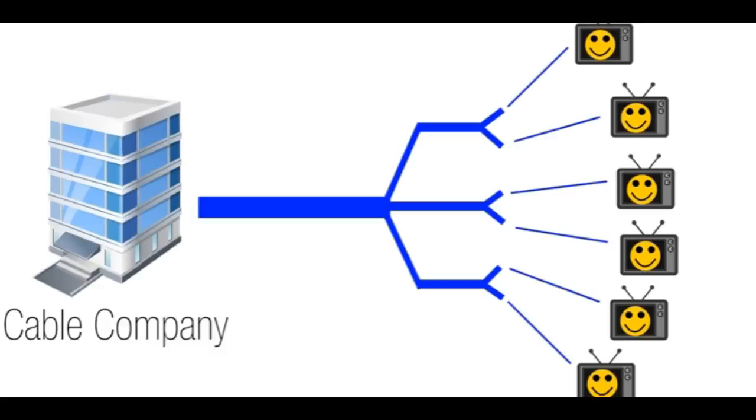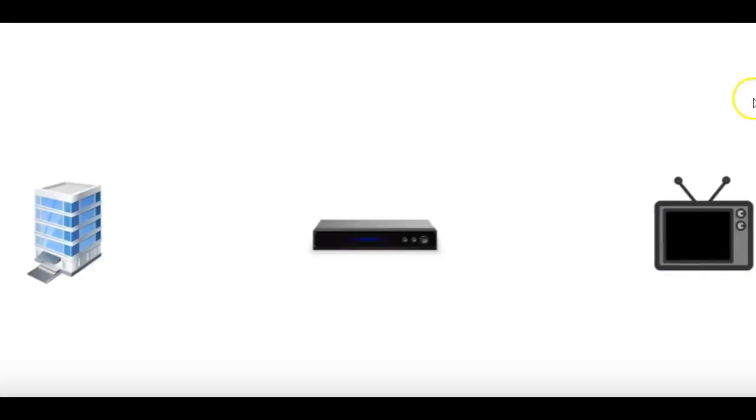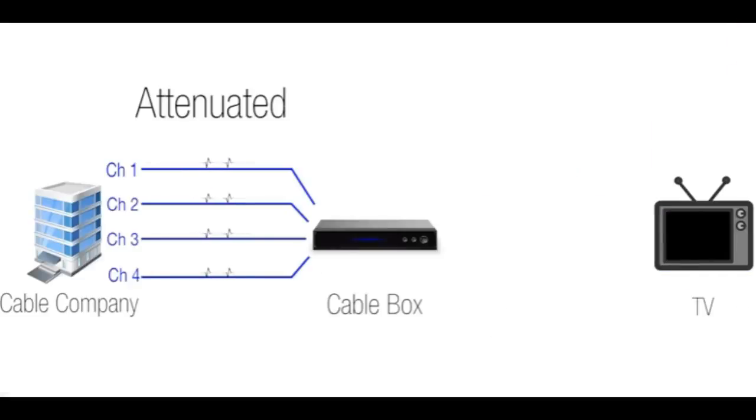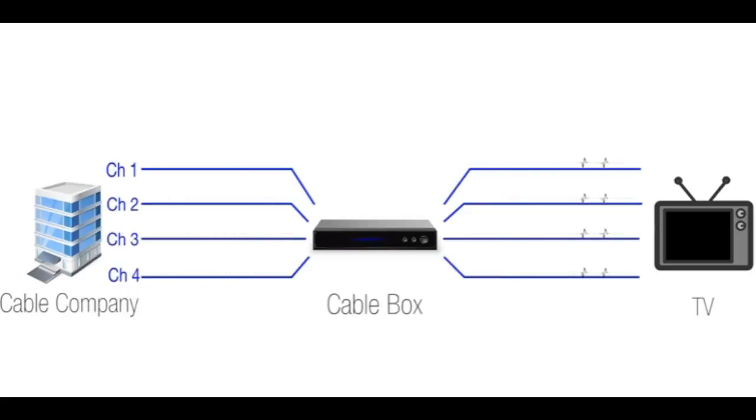Now, this is because it's too difficult to produce millions of different signals for each household, but obviously we can't watch all these channels unless you pay for them. And that's because they have a system in place that restricts which channels you can watch, even though technically they all go to your house. By default, every single channel signal sent to your house is attenuated, which means that it's weakened to the point of not really being useful. So your TV by default can't watch a channel unless the cable box amplifies that signal, and it only does that if you subscribe to that individual channel.